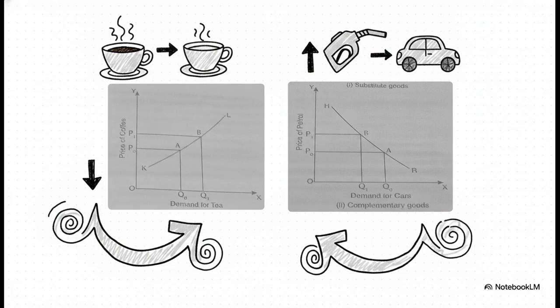Conversely, think about substitute goods like tea and coffee. If the price of coffee suddenly drops, making it a way cheaper alternative, consumers are going to flock to coffee. And what happens to tea? Its entire demand curve shifts left, a pure decrease, without the price of tea ever changing.